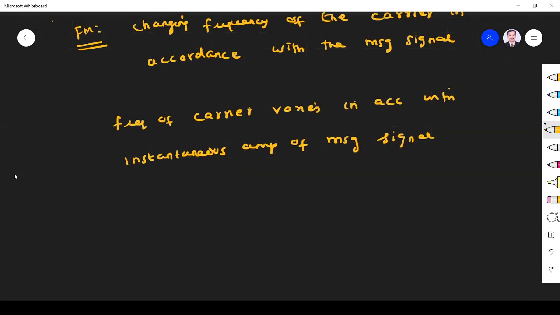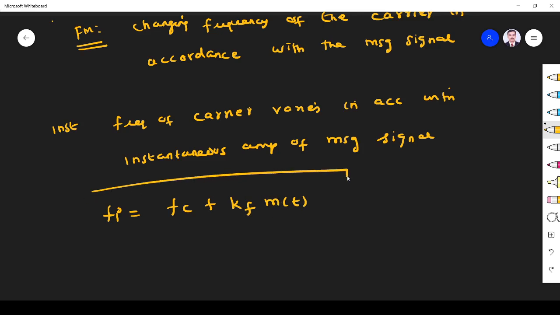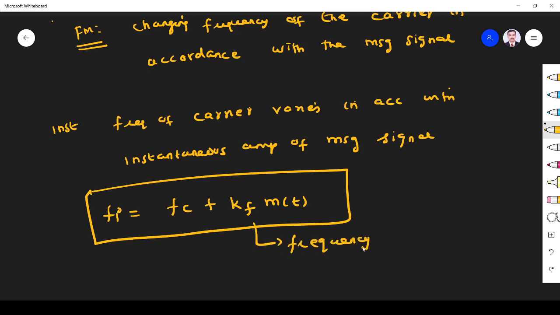So this can be expressed mathematically like this. Instantaneous frequency is not the general frequency, it is the frequency at a particular instant. The instantaneous frequency of the carrier varies in accordance with the instantaneous amplitude of the message signal. In FM, the instantaneous frequency Fi is given by Fc, the carrier frequency, plus Kf, which is known as the frequency sensitivity, times m of t, the amplitude of the message signal. So the instantaneous frequency varies linearly with the amplitude of the message signal.